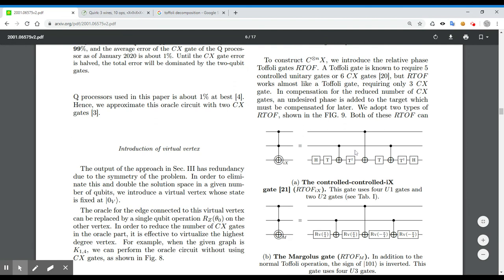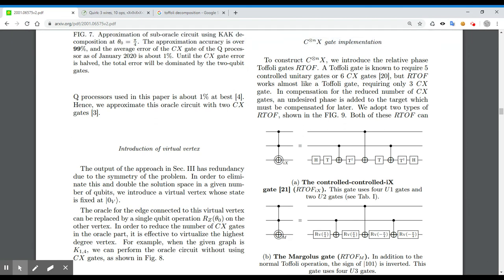Okay, so how does this implementation help us save uncontrolled X gates? Cool.